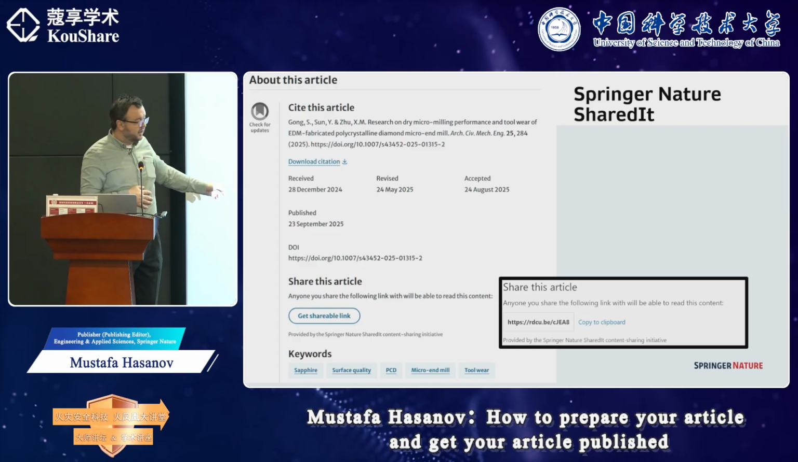Get shareable link. And then when you get this link, the web page will generate a shareable PDF which you can send to anyone. The person will not be able to download the PDF unless they have access, but they will be able to read the PDF whenever they want. This is the service that we have at Springer. I know that there are multiple services out there. Sometimes authors also get a specific link that you can share.